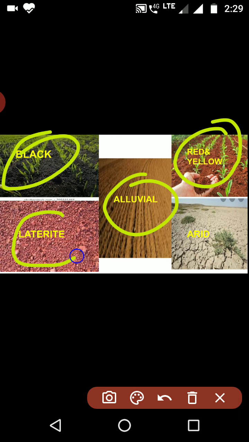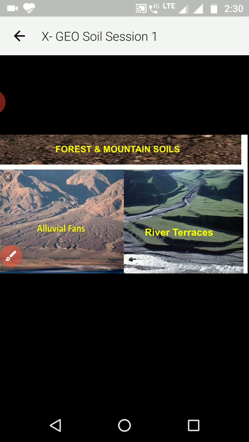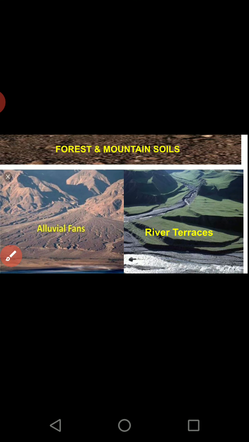We have laterite. Now laterite is a very infertile soil. It is just like brick material, like the bricks with which you build a house. If you crush that, the same technique is naturally used, and these types of soils are formed. Then arid soils, in the deserts. We have one more type, that is forest and mountain soil.